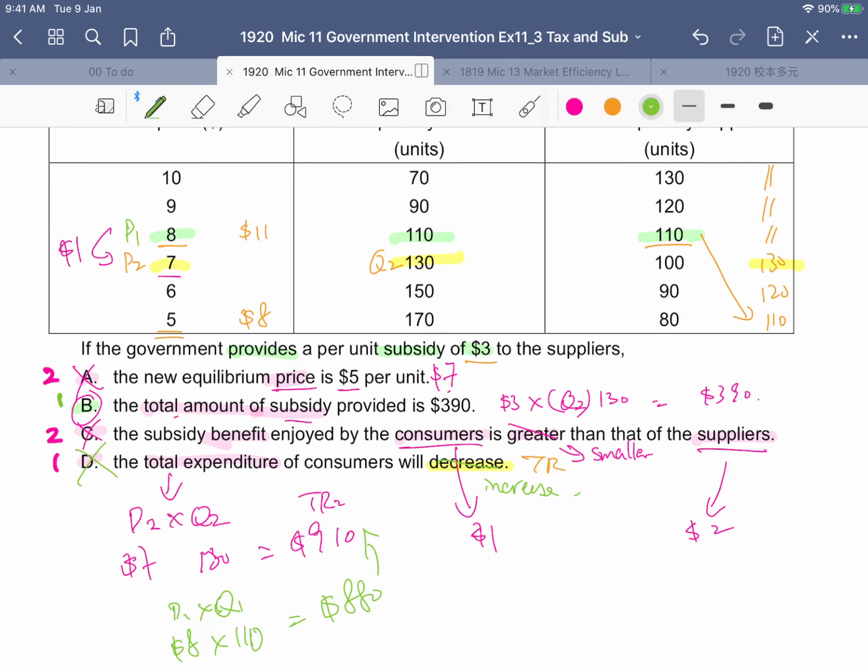So that's how we found it. Remember, the very important basic skill is how to find the new equilibrium price, quantity, and the subsidy. For the other things, just remember the meaning and also the equation for finding them. Then you can handle this.